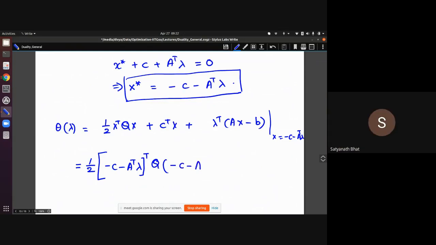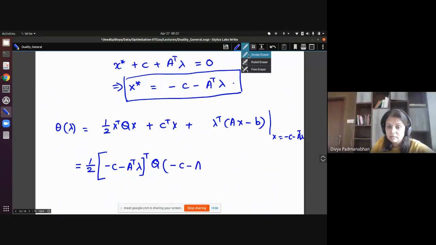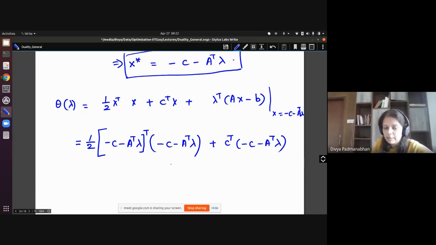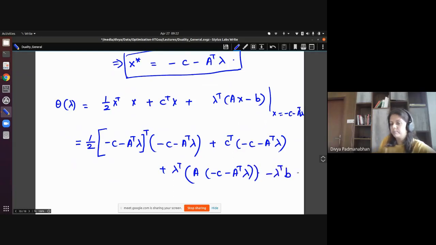Q is identity, so Q goes off and it's just this: minus c minus A transpose lambda. I'm just writing the overall thing, and we can simplify it. So c transpose times minus c minus A transpose lambda, plus lambda transpose A times minus c minus A transpose lambda, and minus lambda transpose b.